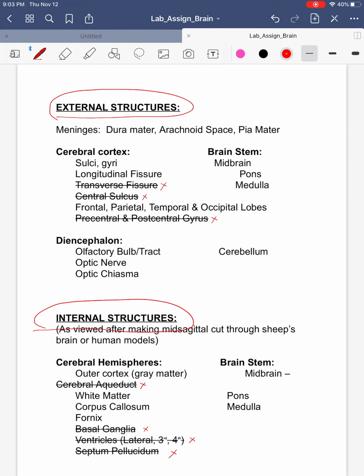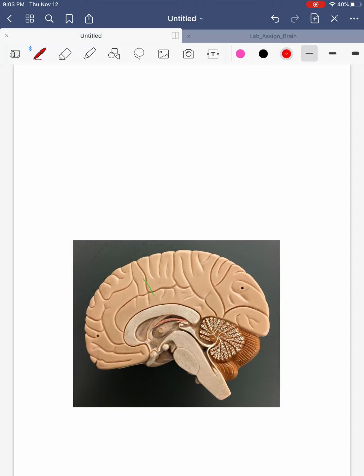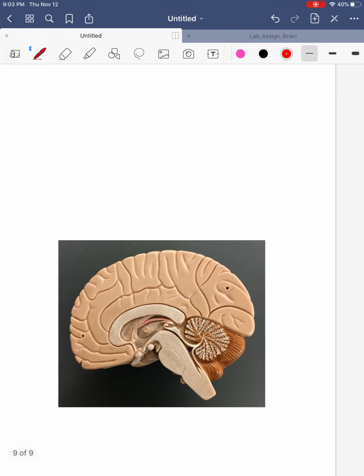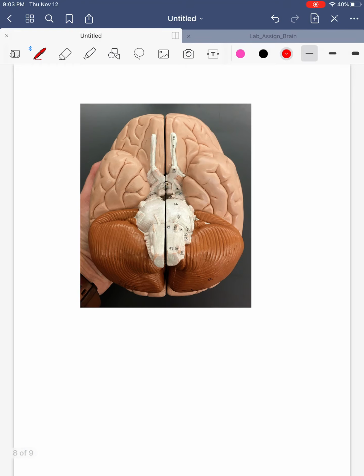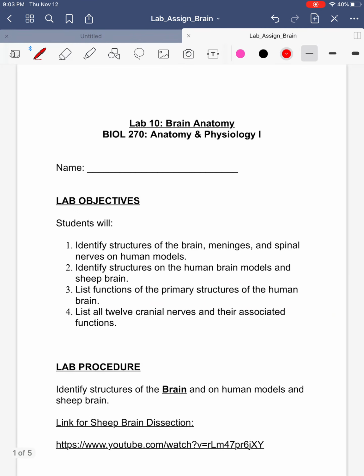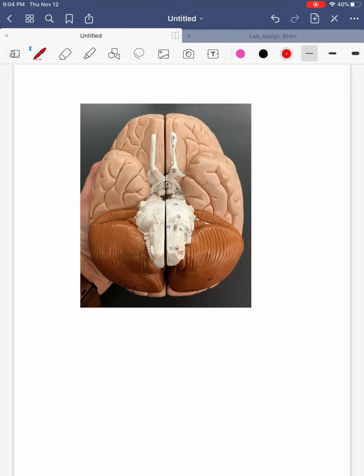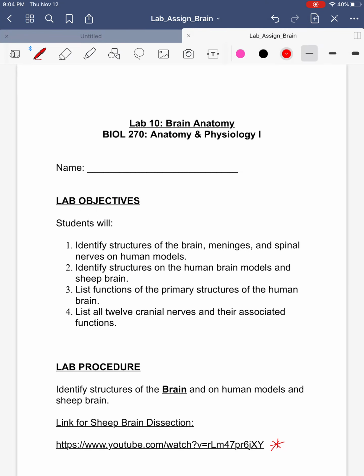All right. So I'm going to post on Blackboard some pictures of the human brain. You'll see them labeled and unlabeled. And in the lab objective sheet, you will see a YouTube link for the sheep brain dissection. Make sure you watch that, because you are going to be asked to be able to label these structures on human models and on the sheep brain.